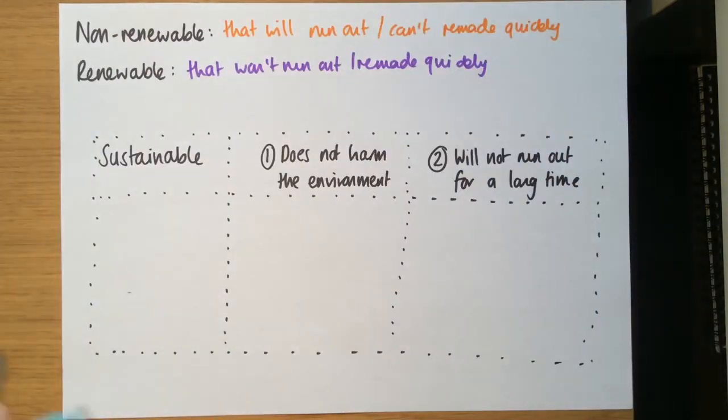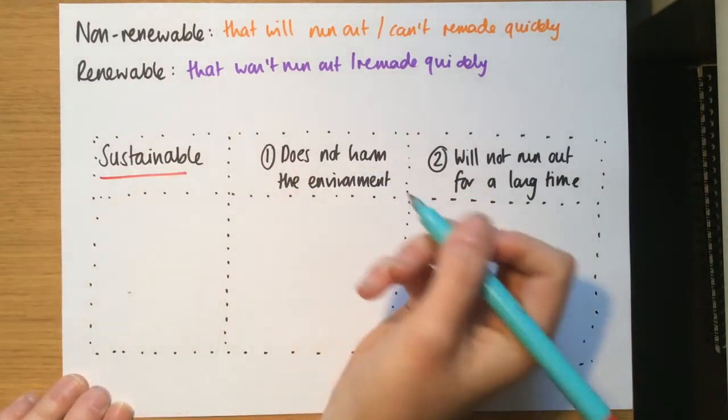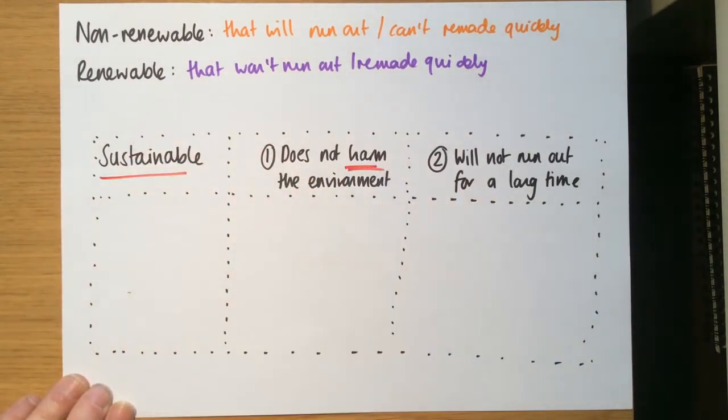So this comes on to our next section. We need to know about sustainability. So sustainable energy does not actually mean that it's just renewable. Okay, a sustainable energy source is one that A, doesn't harm the environment, and B, will not run out for a long time. Okay, because sometimes there's some that will run out, but we've got a long, long time to think about that, so we can count it as sustainable.